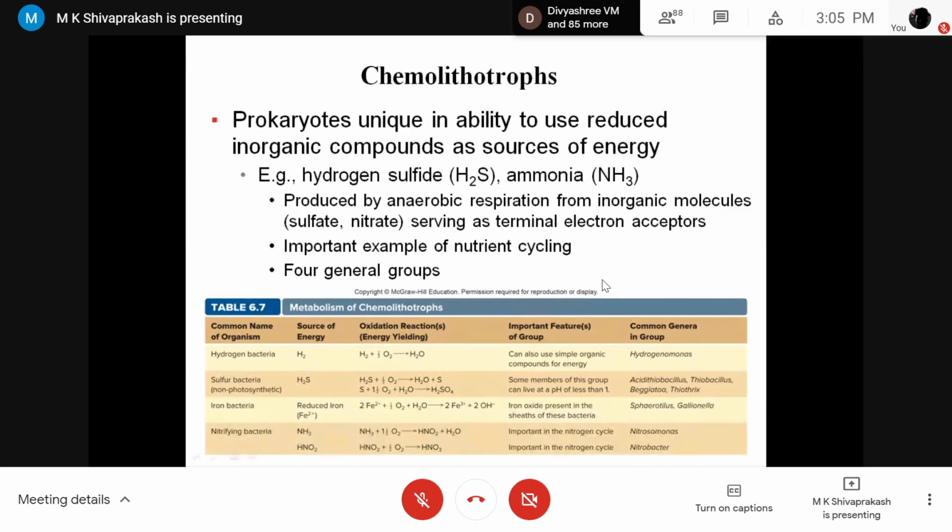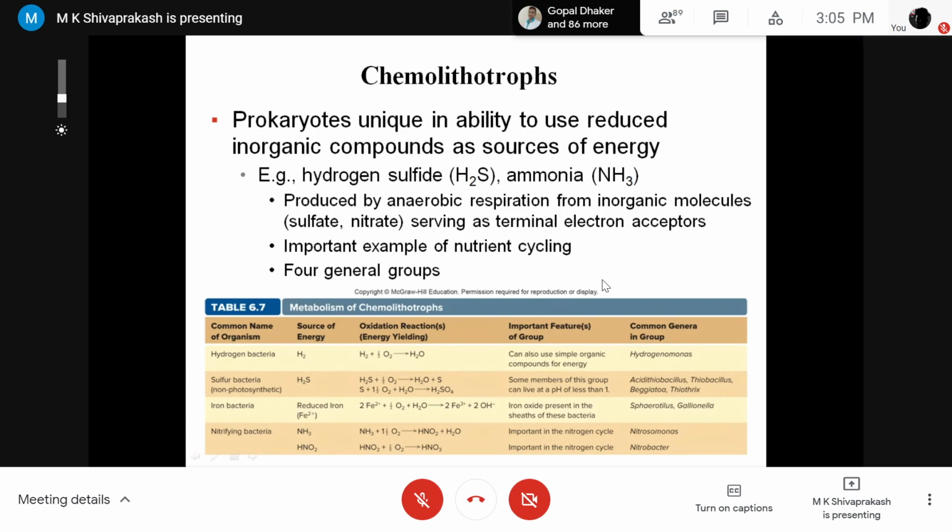The different kinds of examples are given here. There are different types of these chemolithotrophs: hydrogen bacteria, sulfur bacteria, iron bacteria, nitrifying bacteria. Four classic examples are given. Hydrogen oxidizing bacteria oxidize hydrogen to form water molecules, and Hydrogenomonas is an example.